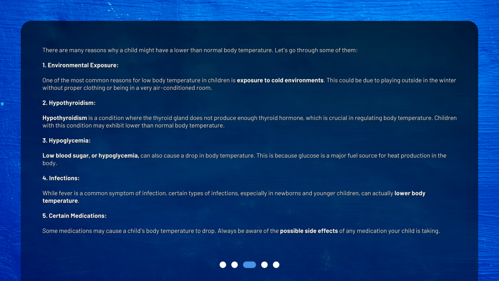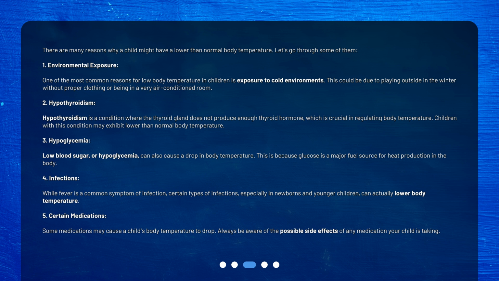2. Hypothyroidism. Hypothyroidism is a condition where the thyroid gland does not produce enough thyroid hormone, which is crucial in regulating body temperature. Children with this condition may exhibit lower than normal body temperature. 3. Hypoglycemia. Low blood sugar, or hypoglycemia, can also cause a drop in body temperature. This is because glucose is a major fuel source for heat production in the body.